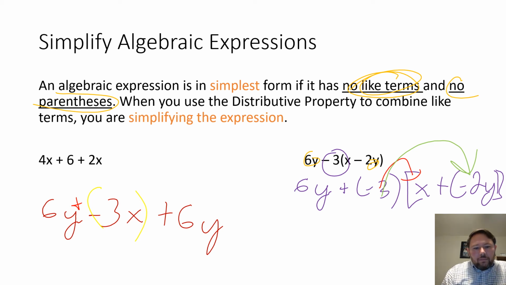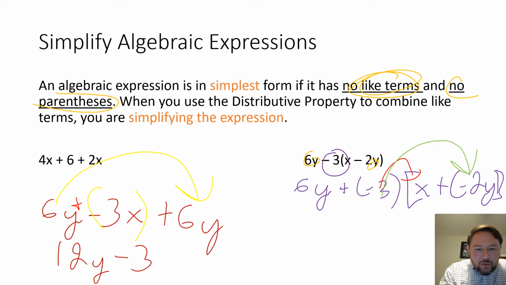The easiest way to do this is now we're just going to add our 6y to our 6y. So 6y plus 6y means that we just add the number part. We don't add the y part. So we just add the number part. We're going to do 6 plus 6. So that's going to be 12y. And we have now minus 3x.